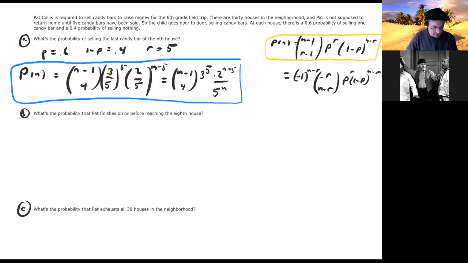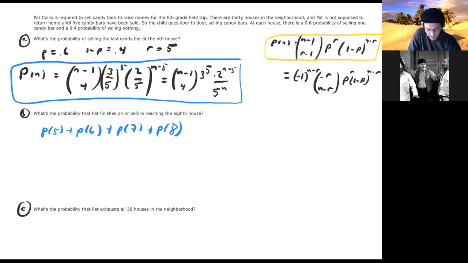Okay, what's the probability that Pat finishes on or before reaching the 8th house in part B? Well, what does it mean to finish on or before reaching the 8th house? Pat has to go to at least 5 houses because she sells at most 1 candy bar per house. So it would be P of 5 plus P of 6 plus P of 7 plus P of 8 is the answer.